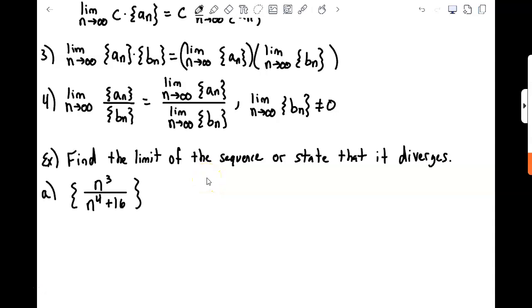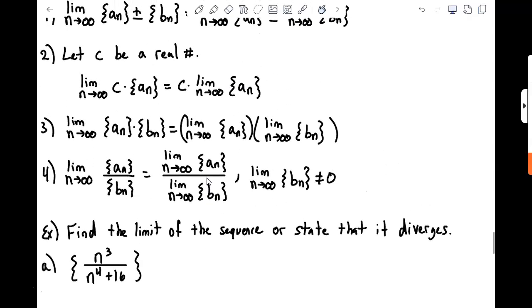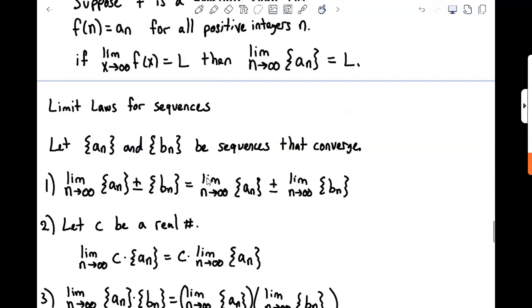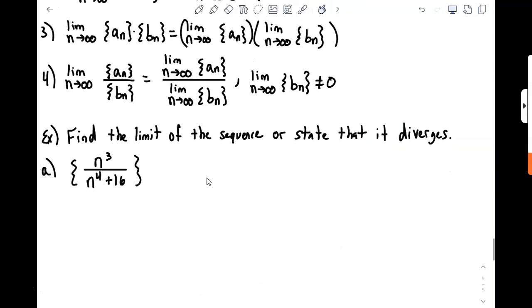Okay, so now we're ready to use our main result, which was again that if the limit of the function approaches a value, then the sequence also approaches the same value. So here we have the sequence defined by the formula, n cubed over n to the fourth plus 16. And we want to look and see if this converges.